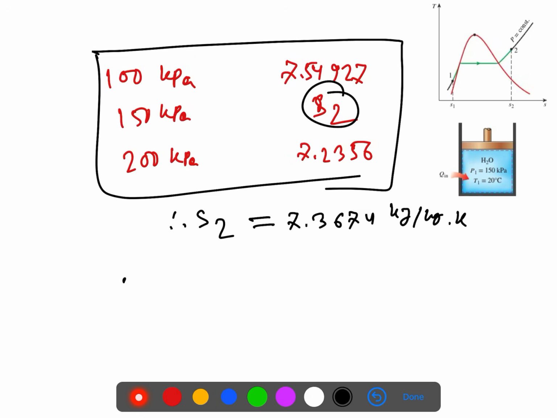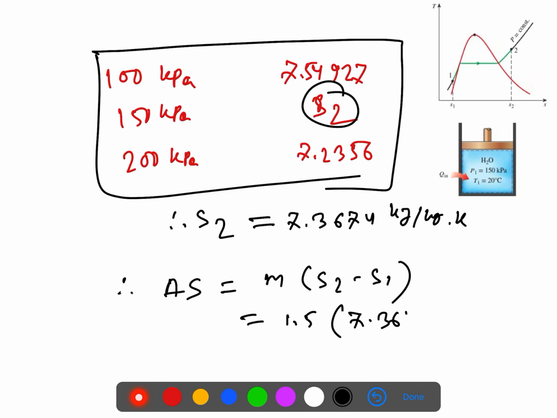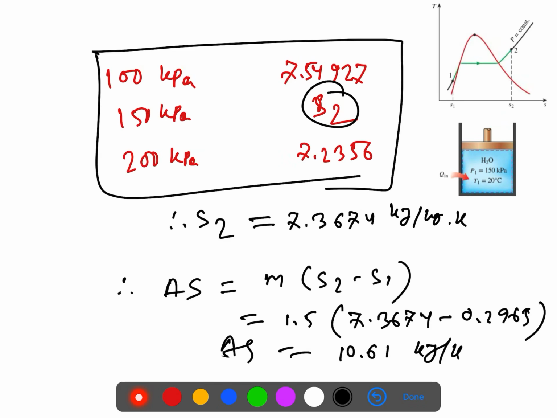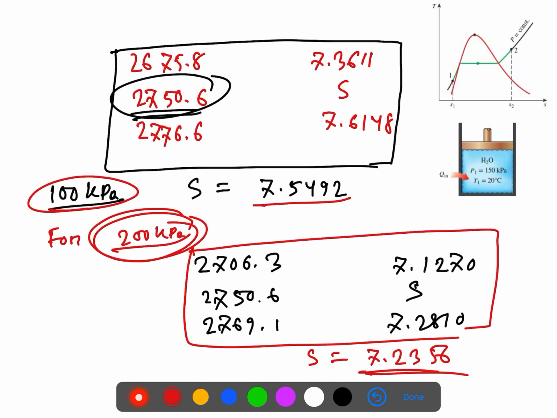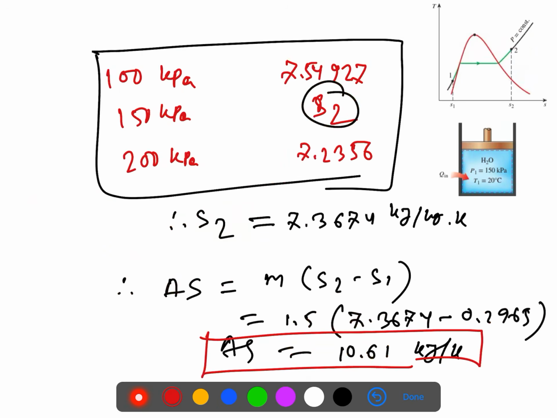So we got s2 here. Now for delta S, we know the formula: m times (s2 minus s1). So m is 1.5, s2 is 7.3674, and s1 is 0.2965. So it will be 10.61 kJ/K. This is the entropy change. The overall question is pretty straightforward, but it makes our life complicated when we want to calculate the entropy for the final phase here. I think you understand, guys, and we'll discuss this problem again during the lecture. Yeah, so that's it.